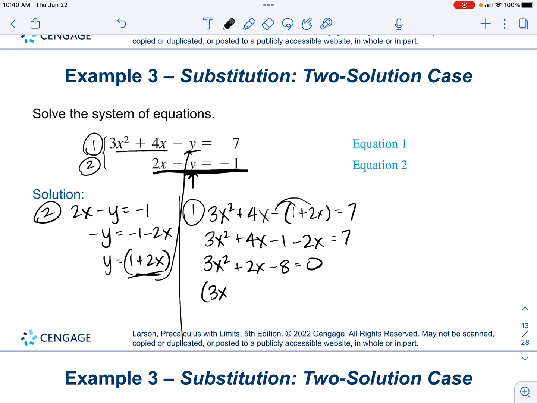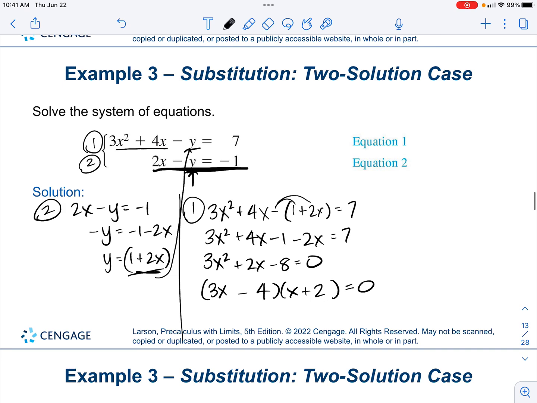I'm going to try just my traditional factoring and see if I can get it to work. 3x and x will be my first terms. I'll try 4 and 2, and I think those will work. I want it to be a positive 6x. I want it to be a negative 4x. And if I FOIL that in my head, it looks like that works. So I got my factoring done. I'll set each factor equal to 0 and solve.